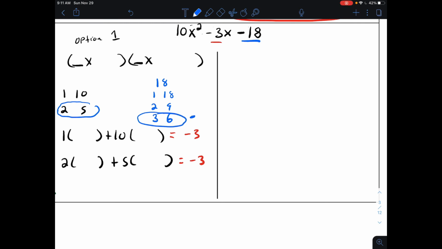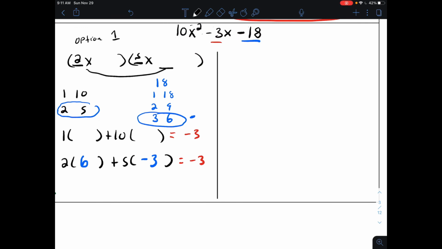Now I've got to make one of these numbers negative. And so what you're going to wind up having is 2 times 6 and 5 times negative 3. 6 times negative 3 makes negative 18. 2 times 6 is 12. 5 times negative 3 is negative 15. Negative 15 plus 12 makes negative 3. So in our factored form, we'd have a 2x and we'd have a 5x.